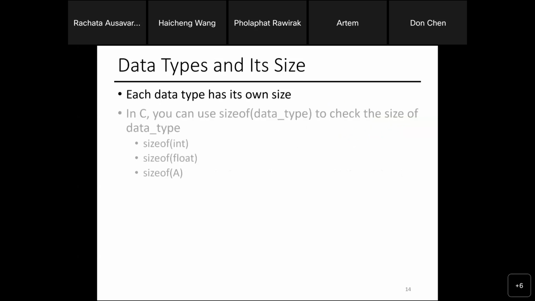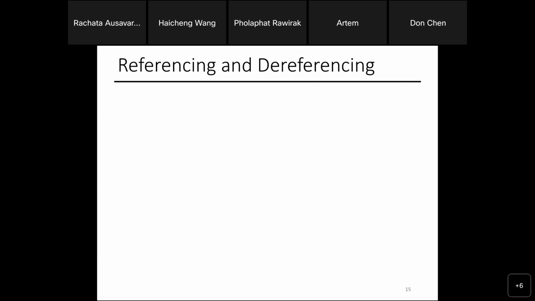Each data type has a size, so you can use the sizeof command. For example, you can use sizeof int, sizeof float, or sizeof of the array A. In that case, it's the total size for the whole array. The return will be in bytes.